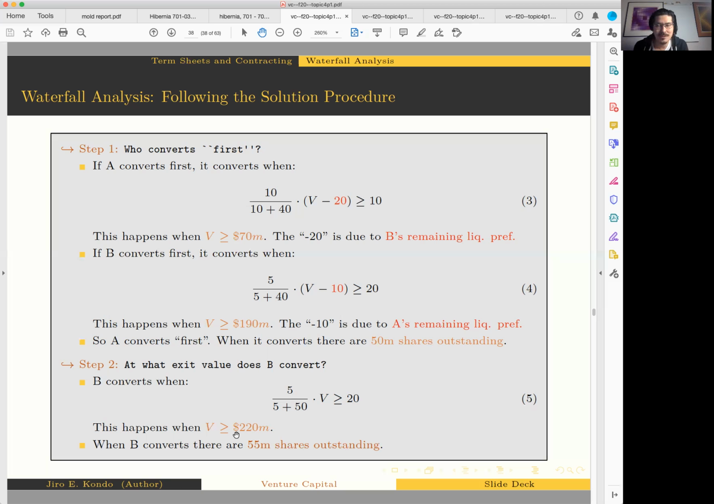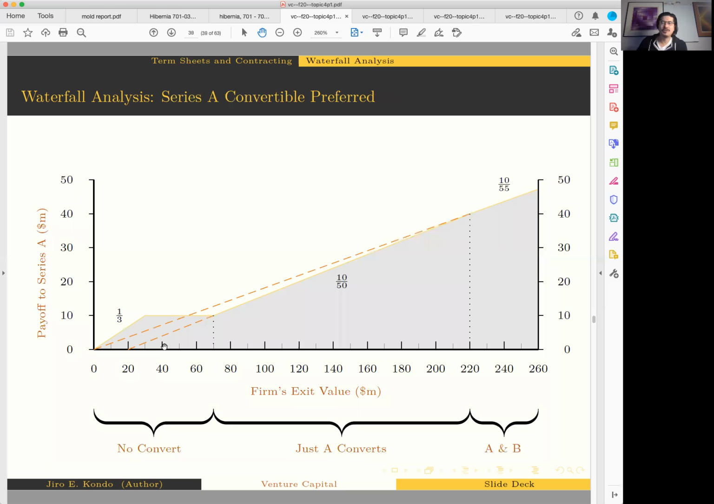So we're pretty much ready to go and do our last step in this process, which is to take the awareness of when conversion happens to map out payoff diagrams. Can I go ahead and show you guys this now? So this is the payoff diagram for Series A.